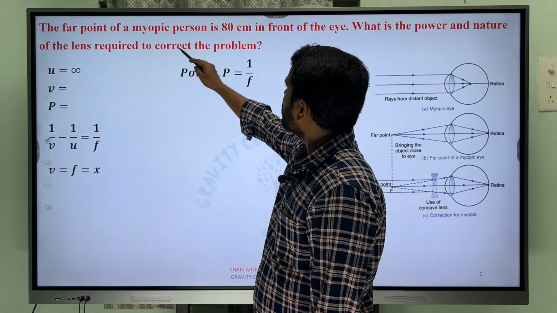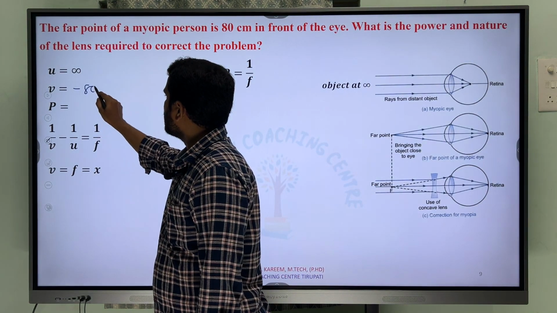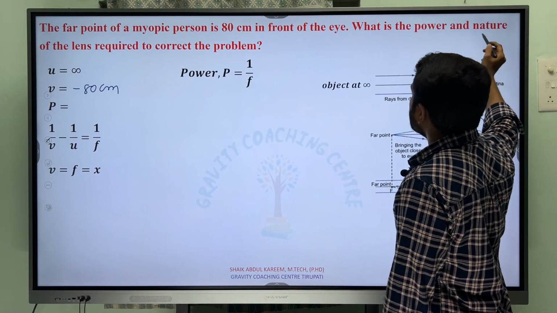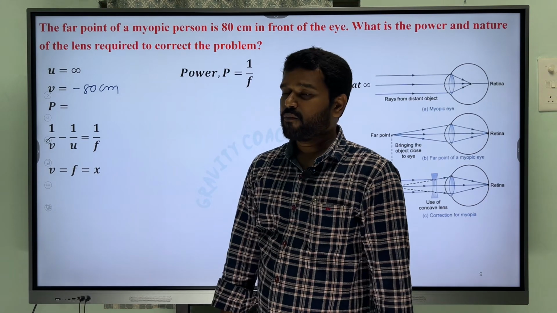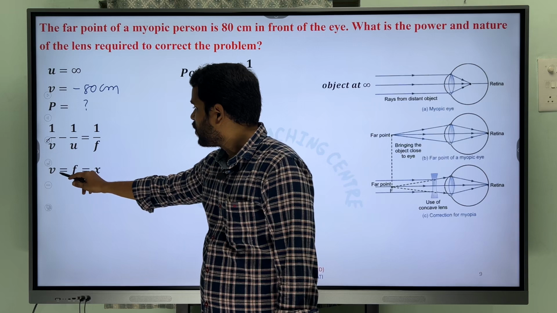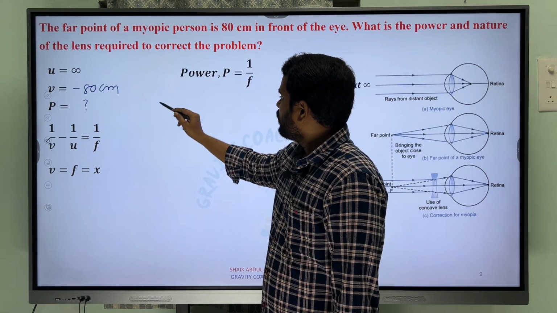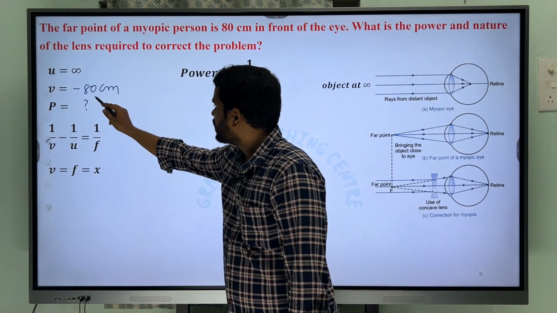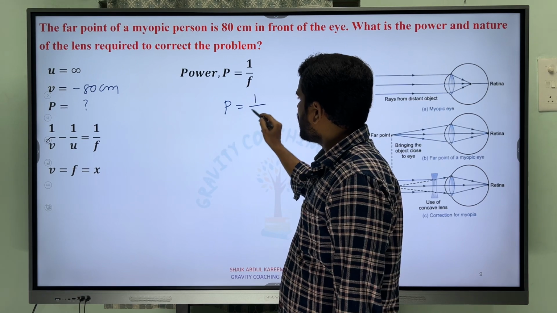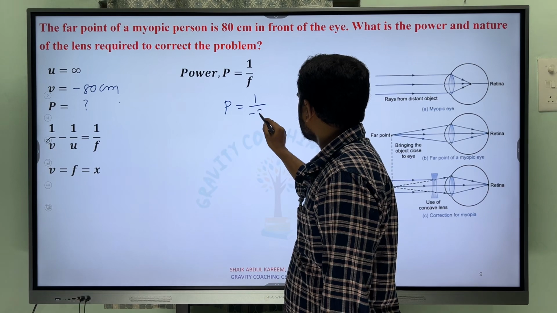See here, the far point of a myopic person is how much? 80 centimeter. So minus 80 centimeters in front of the eye. What is the power and nature of the lens required to correct the problem? Just now I have told you, we have been seeing the same kind of problem, right? So v is equal to f, equal to x, which is how much here? Minus 80. So power P will be equal to 1 by f, same as v. How much? Minus 80.